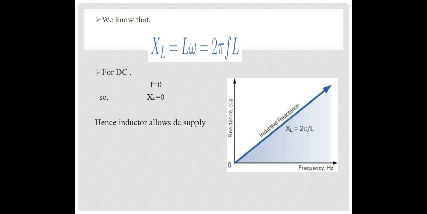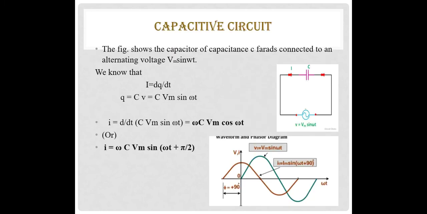When we plot a graph of inductive reactance against frequency, we get a straight line, a linear graph. Next we are going to see the capacitive circuit: a power supply with one capacitor in series. I is equal to dq by dt, and q is equal to C into V, which is C into Vm sin omega t.